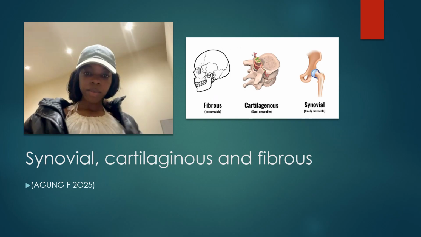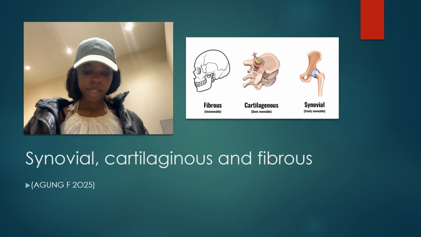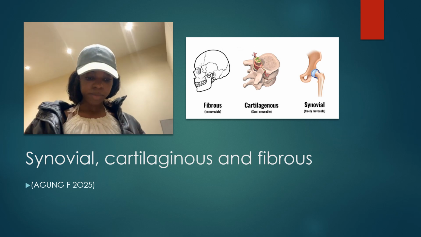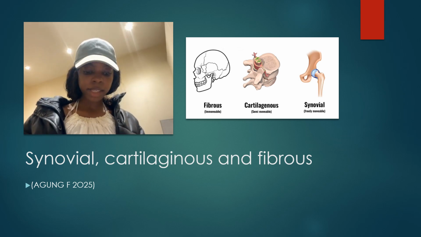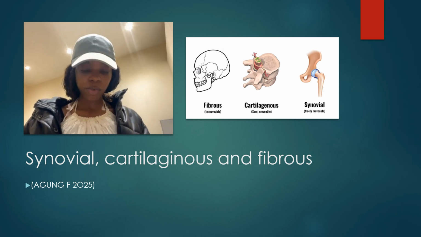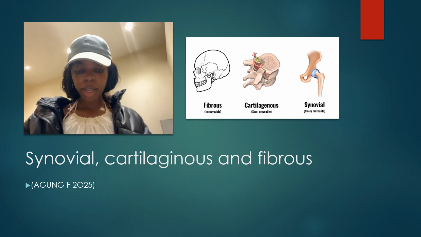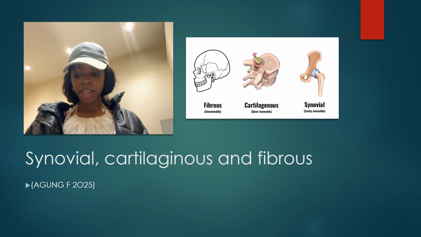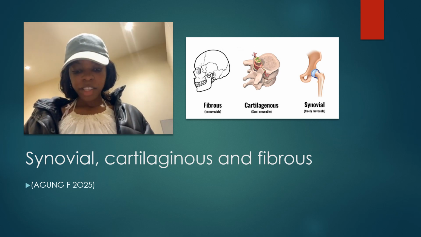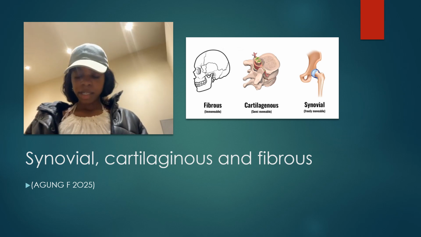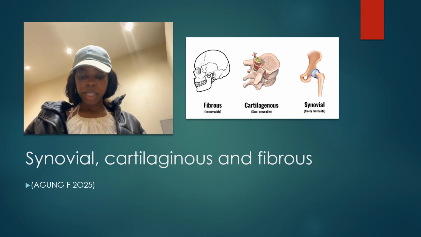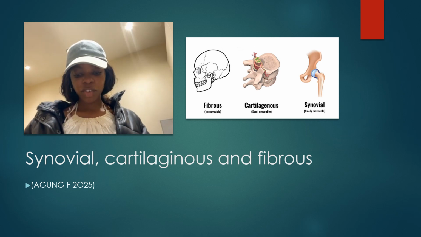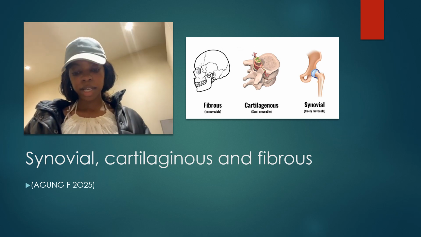Now we are talking about the synovial, cartilaginous, and fibrous joints. Synovial joints are freely movable, enclosed by a fibrous joint capsule with an inner synovial membrane that produces synovial fluid. The importance of synovial joints is to provide the greatest degree of mobility, allowing for a vast range of body movement. Synovial fluid lubricates the joint, absorbs shock, and provides nutrients to the articular cartilage.